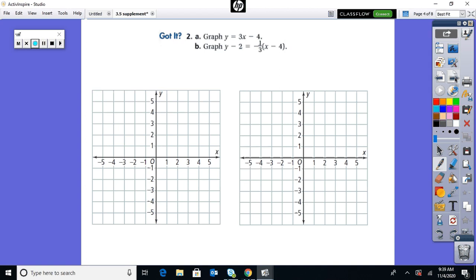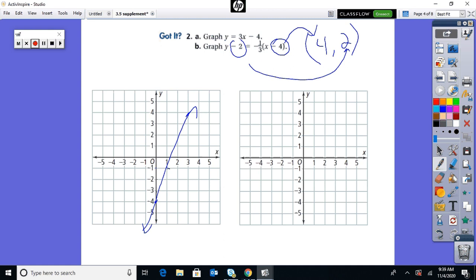Welcome back. So we should have a little something like this, with a slope of 3. And in this one, the point that I'm going to use is (4, 2). I flip that, and then I flip that. Slope is negative 1/3, so I start at (4, 2) and I go down 1 over 3. So my line looks like that.